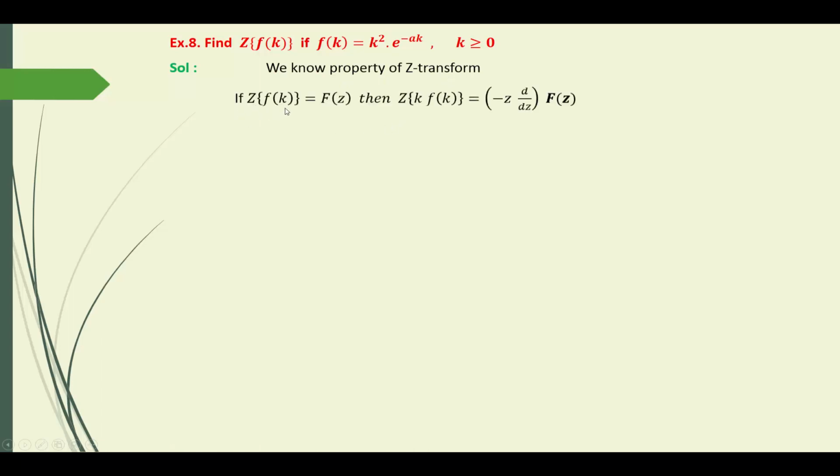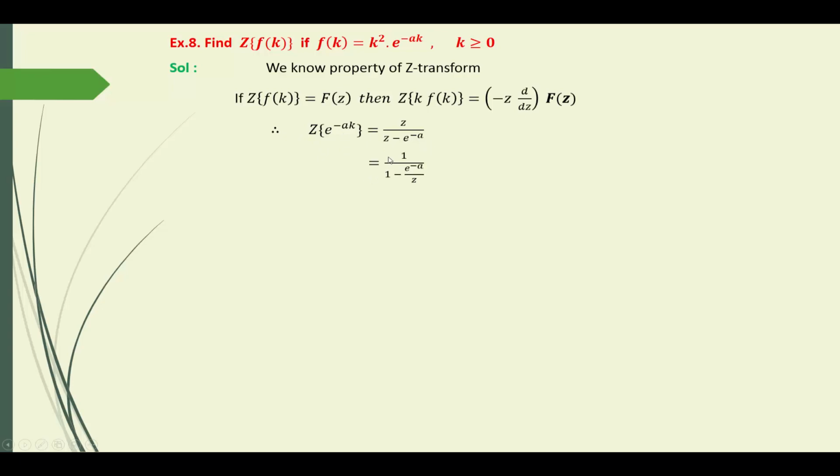If the z transform of f(k) is capital F(z), then the z transform of k into f(k) is equal to minus z into d by dz of F(z), minus z into the derivative of F(z). Use this property. So for that, first write down the z transform of e raised to minus ak. The z transform of e raised to minus ak, we know the formula, is equal to z upon z minus e raised to minus a.